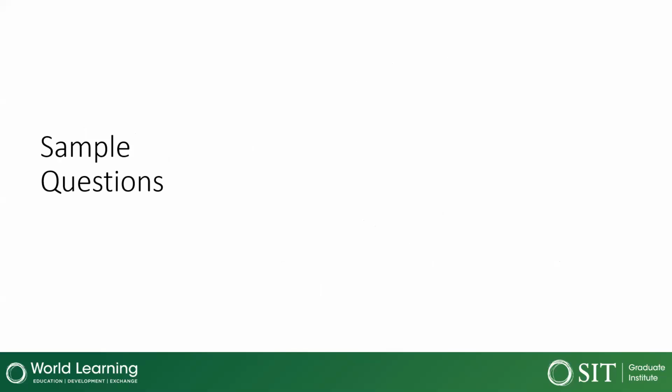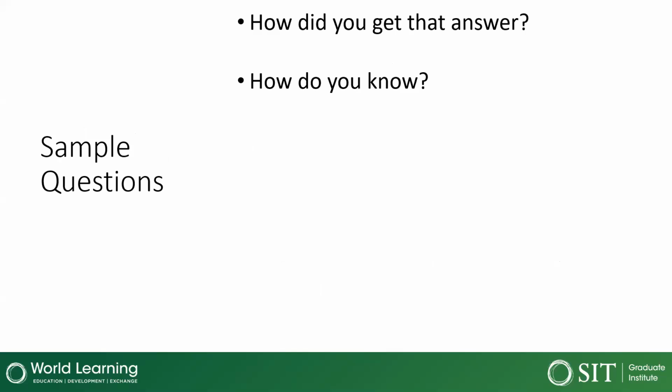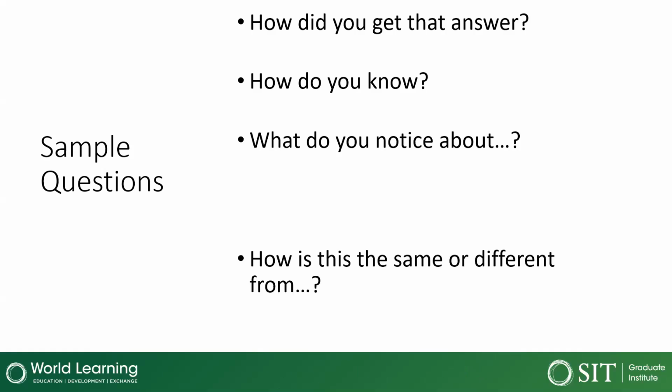So here are some sample questions that the teacher can ask in the classroom when the child is solving a problem. They can ask, how did you get to that answer? How do you know that you got to this answer? What do you notice about switching the 3 and the 4? If I have 3 plus 4 equals 7, and I put 4 plus 3, just as a very simple example, what do you notice? Do you still get the same answer?